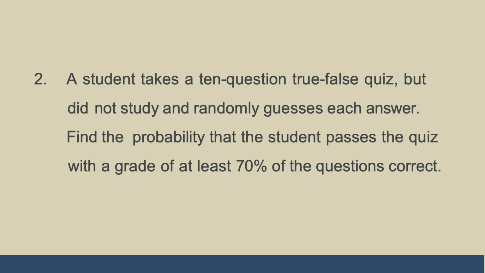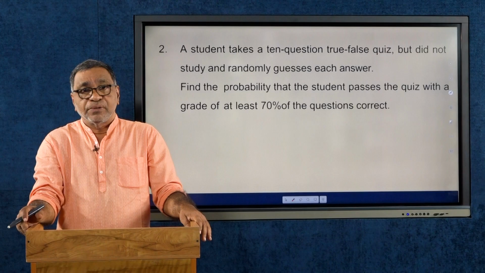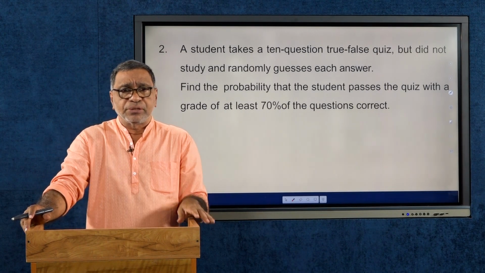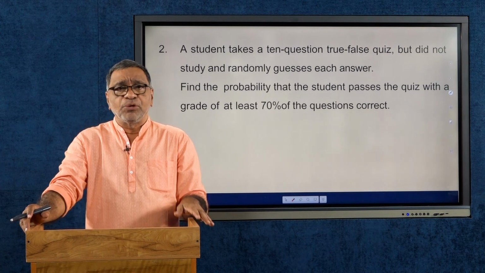The question is, a student takes a 10 question true false quiz. So, the question is either true or false, but the student does not study and randomly guesses each answer. Find the probability that the student passes the quiz with a grade of at least 70% of the questions correct. So, here also this is a practical situation where we can apply binomial distribution.